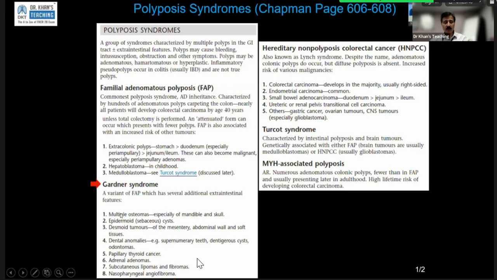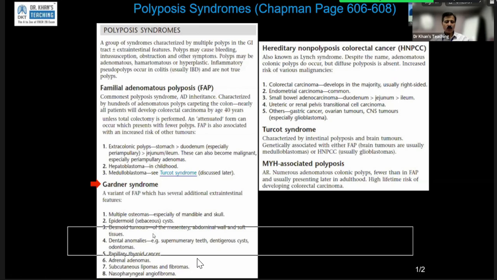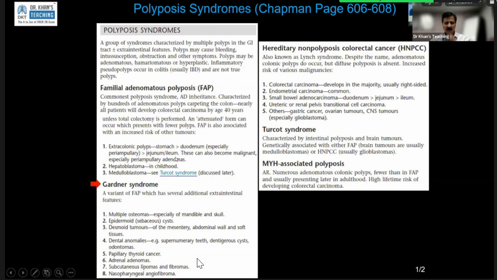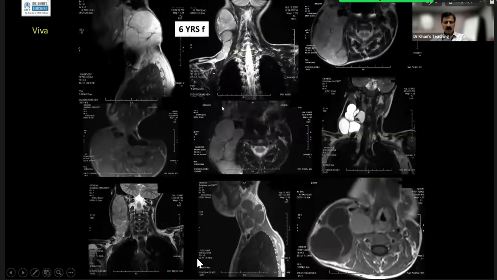And there are other entities which can happen. One of the entities is osteoma of the skull and PNS. Another one is desmoid tumors. And desmoid tumors can be at many places: mesentery, abdominal wall, soft tissue. So the key point is that desmoid, remember the word, just like a fibroid, will be low signal on T2 weighted sequence. So that was another example.